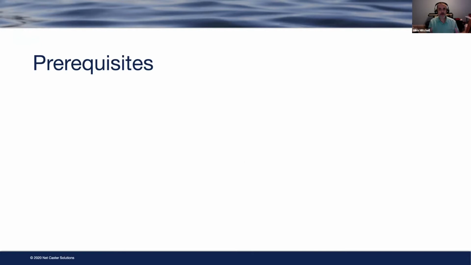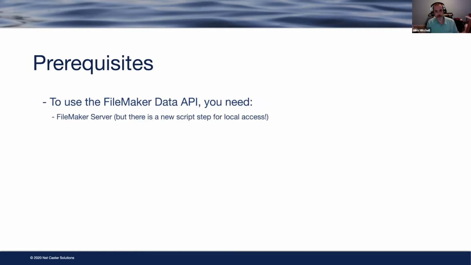All right, so what do we need in order to use this marvelous tool? Well, you need basically FileMaker Server. However, there is an exception. There's a new script step in version 19 that allows you to access the local database file with some data API commands. We will not cover that in this presentation, but it is available. Okay. You also need an SSL certificate with a secure connection. The API will not function unless your server has SSL encryption.